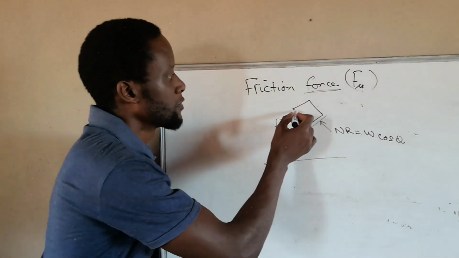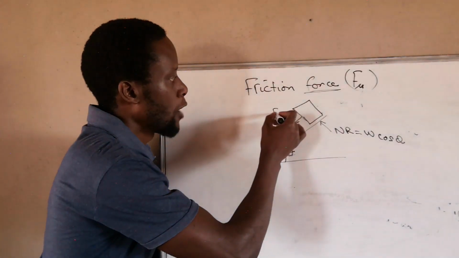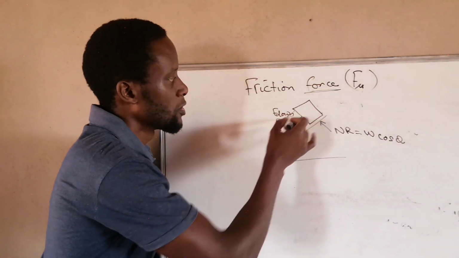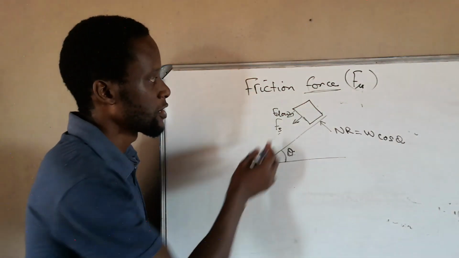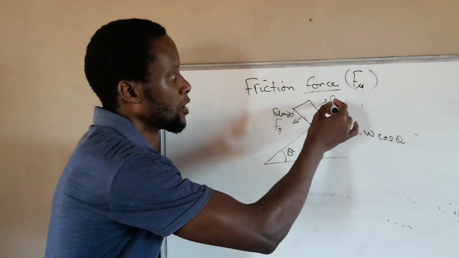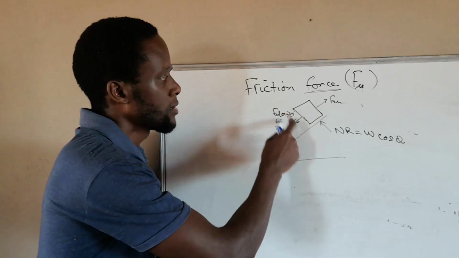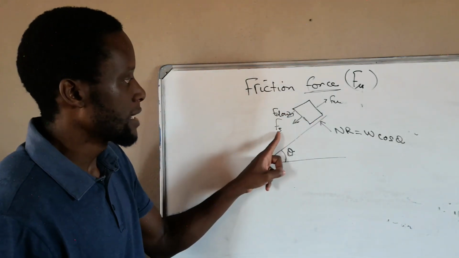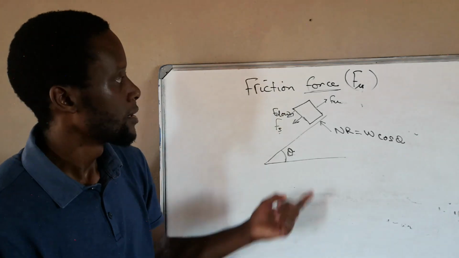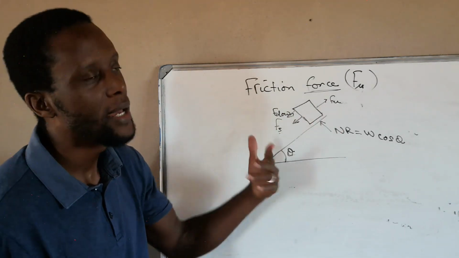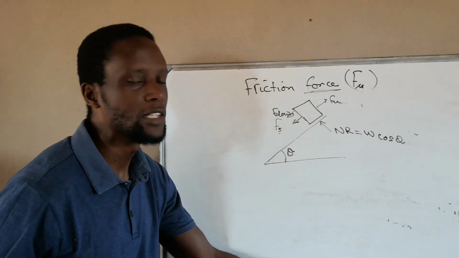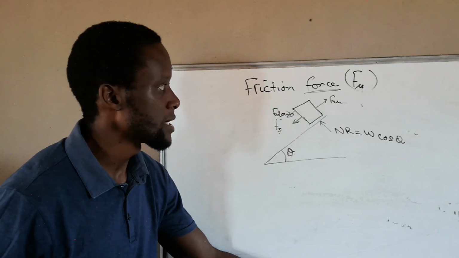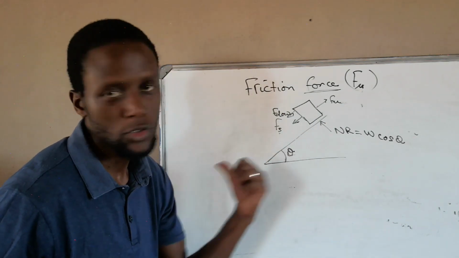So if we say let's move this object downwards, how much force do we need to move this object downwards? Friction force will choose to go in the opposite direction. So we have now 1, 2, 3 forces acting downwards, acting on the object. Sliding force always acts downwards. But friction force depends on where you want to move the object, and it will oppose that movement. So if you say let's go up, friction force will choose to go down.